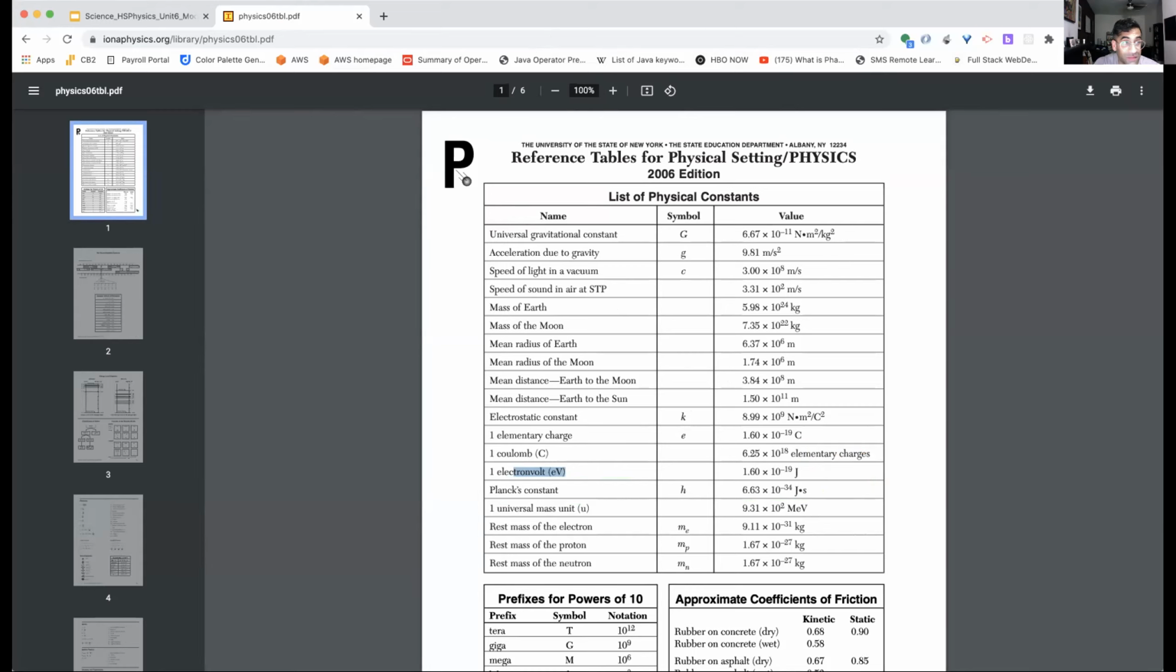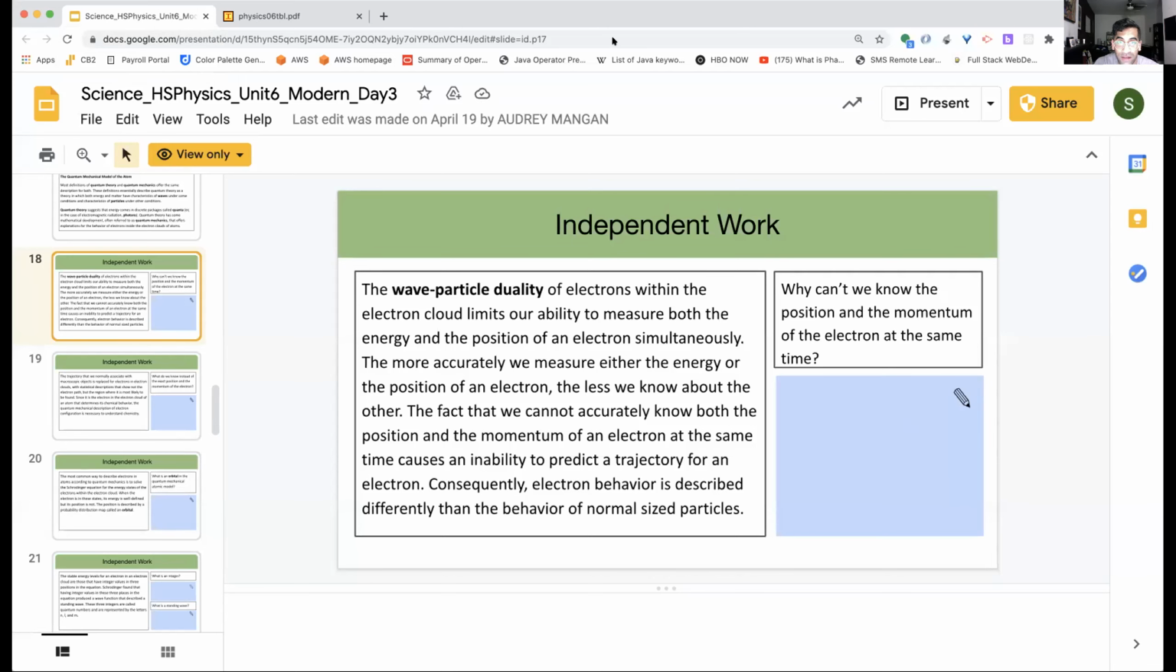I apologize for that. I'm going to write it again. So we know that wavelength equals Planck's constant over momentum. If we wanted to calculate the wavelength of a bowling ball that is moving at a certain speed, we can calculate it based on that bowling ball's mass and its speed.